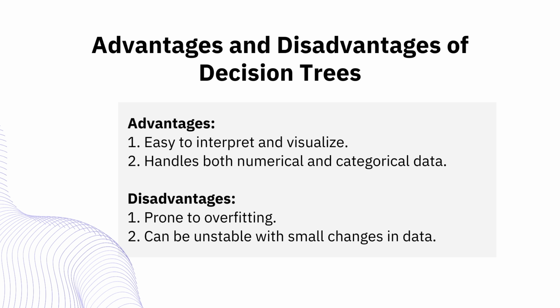They are easy to interpret and visualize, making them ideal for understanding the decision-making process. Moreover, they can handle both numerical and categorical data. However, decision trees are prone to overfitting, especially when they grow deep, and they can be unstable, meaning small changes in the data can lead to completely different trees.